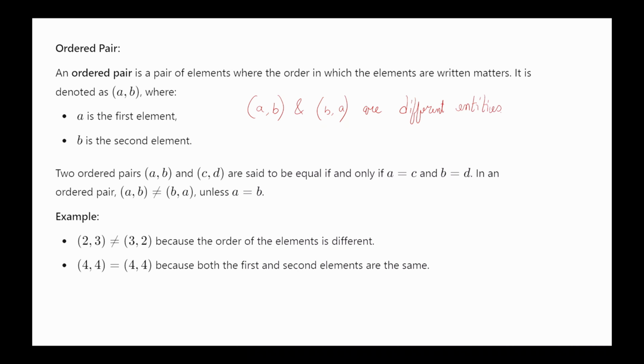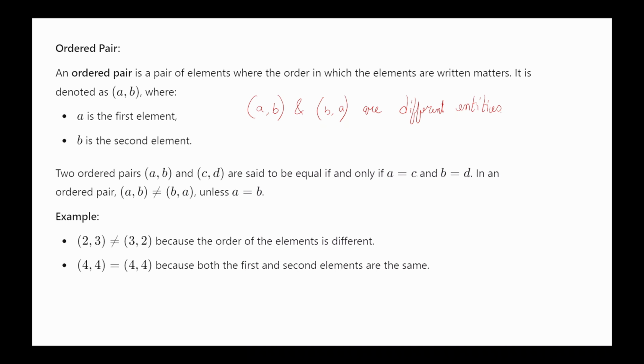So if I have to, let's say, count the number of ordered pairs, I will consider A comma B as one and B comma A as another. So these two are considered differently. Similarly, the examples have been given here. Two ordered pairs A comma B and C comma D are said to be equal if and only if A is equal to C and B is equal to D. So if ordered pairs are equal, that means their corresponding position elements should be the same.